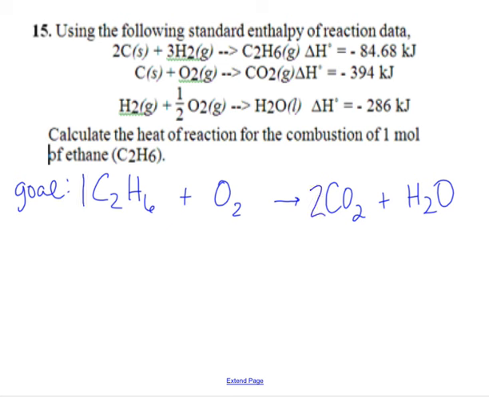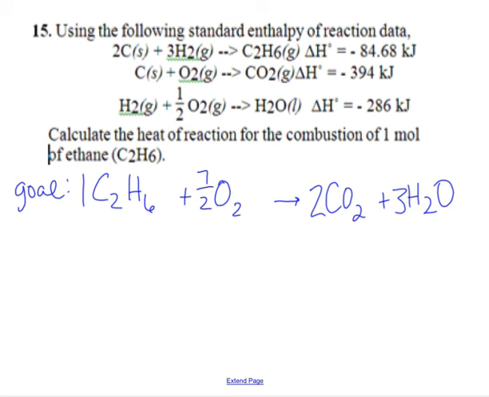So we're going to put a 2 there, and we're going to put a 3 there. How many O's do we need? 7 O's, so I need to put 7 over 2 O's. So that is my goal. So now I've got to go through these and manipulate them to make them all add up to my goal.